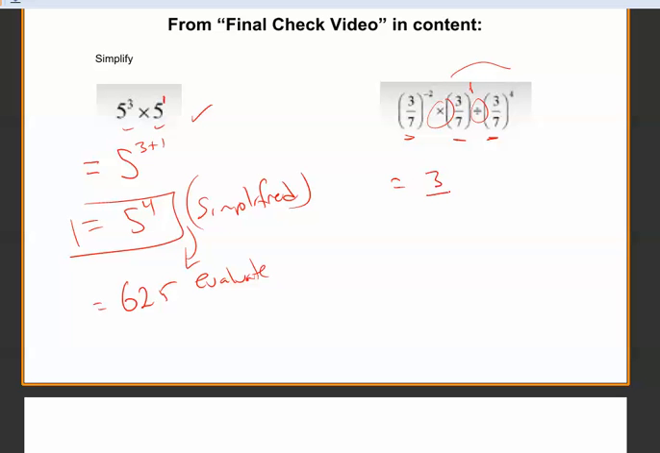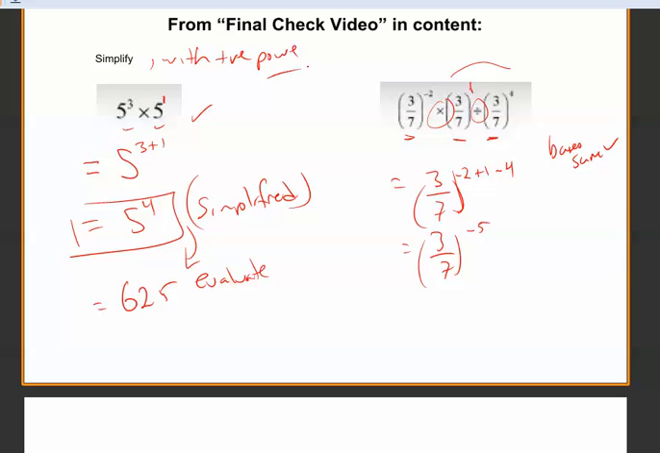I'm going to say 3/7 because the bases are all the same. Okay, and then I've got -2 multiplying, so I'm going to add 1. Now I'm dividing, I'm going to minus 4. So I've got 3/7 to the -2 plus 1 is -1 minus 4 is -5. Okay, so that's simplified.